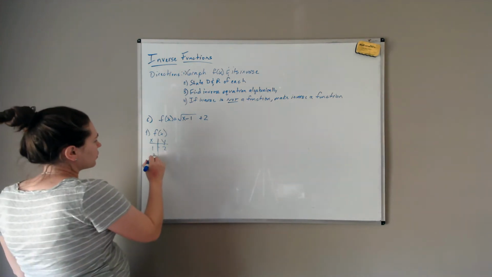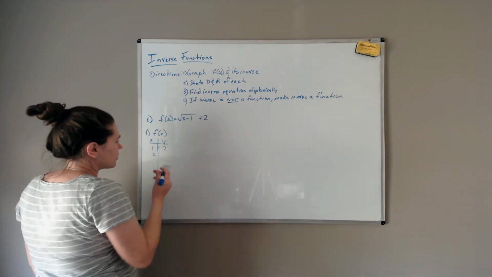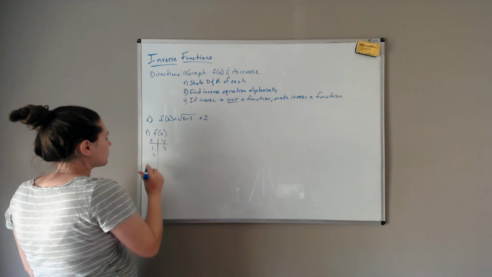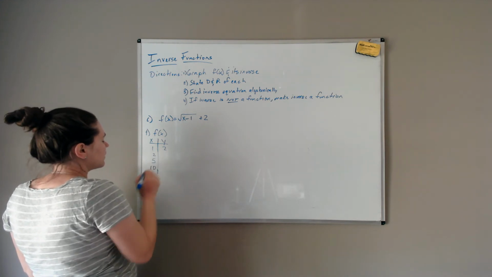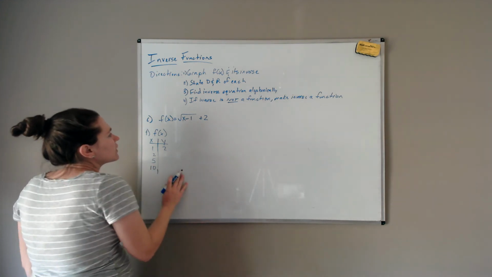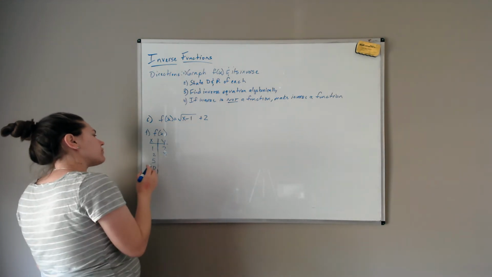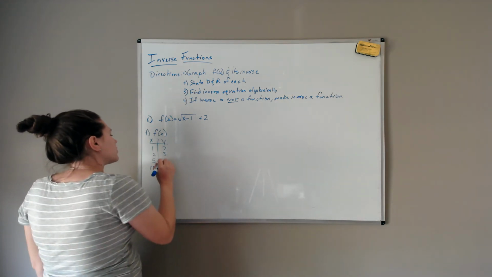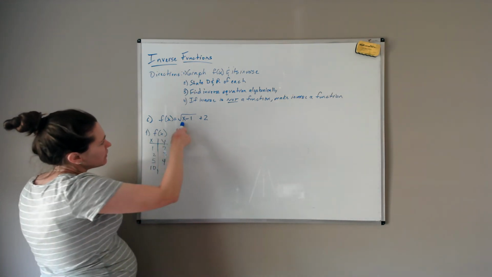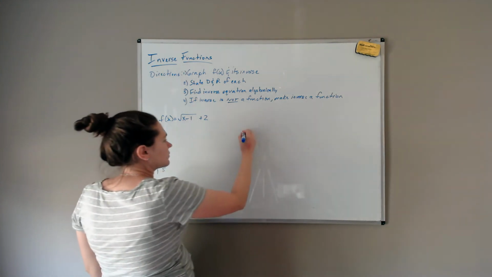I'll plug in 2. I'm going to skip a few, that way I can do it without using a calculator here. I'll plug in 5, and I'll plug in 10. Plug in 2. 2 minus 1 is 1. The square root of 1 is 1. 1 plus 2 gives us 3. Square root of 5 minus 1 is the square root of 4. Square root of 4 is 2. 2 plus 2 gives us 4. Plug in 10. 10 minus 1 is 9. The square root of 9 is 3. 3 plus 2 gives us 5.